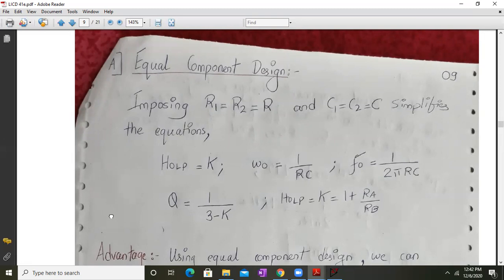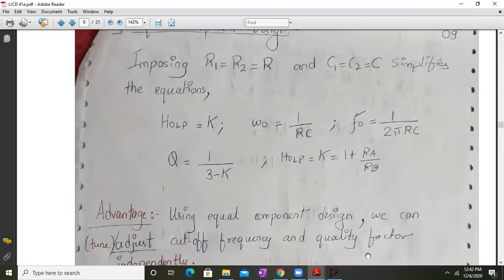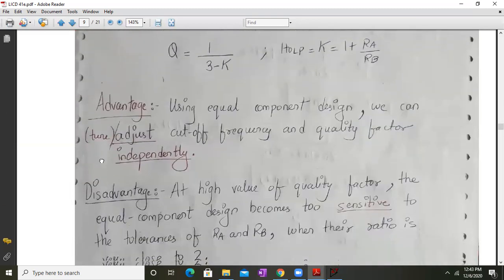The advantage of using equal component design is that we can tune the cutoff frequency and the quality factor independently. As you can see, the cutoff frequency is dependent upon the RC elements, and Q is dependent upon RA and RB. So they are independent, and we can adjust or tune them independently. This is the advantage of equal component design.